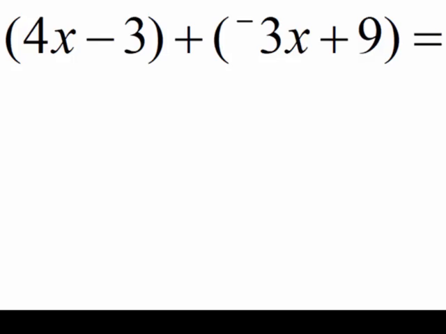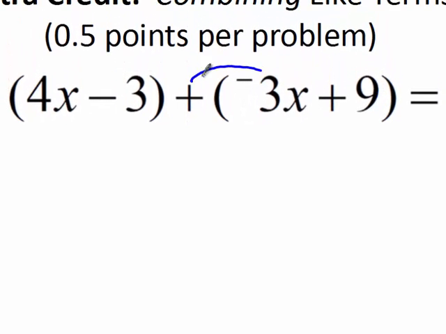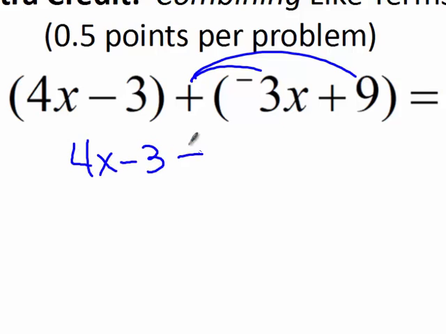Number 5, we have the quantity 4x minus 3 plus the quantity negative 3x plus 9. We are adding everything in the second quantity, and we rewrite this as 4x minus 3 plus a negative 3x plus 9. Plus a negative, sometimes it's best stated as minus.